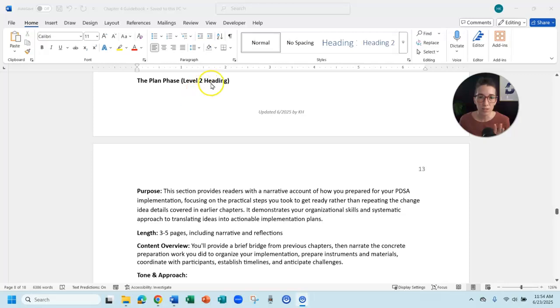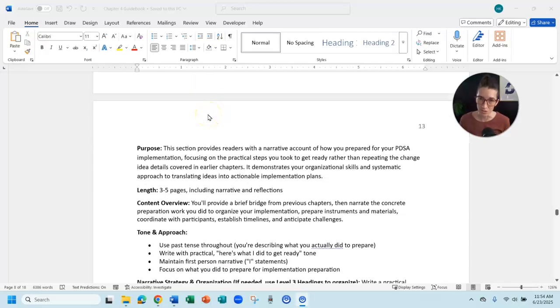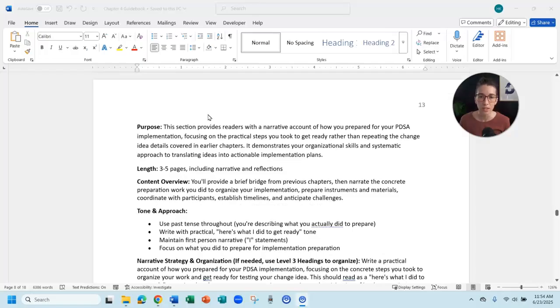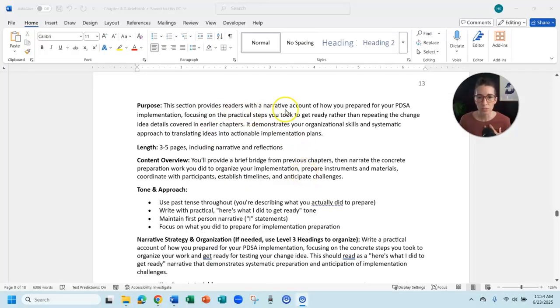So the plan phase should be a Level 2 heading in your Chapter 4. Make sure it is a Level 2 heading in your Chapter 4. The template should have it there. The purpose of this section is to provide readers with a narrative account of how you prepared for your PDSA implementation, focusing on the practical steps you took to get ready, rather than repeating the change ideas and details covered in earlier chapters. I'll give you some more coaching there.